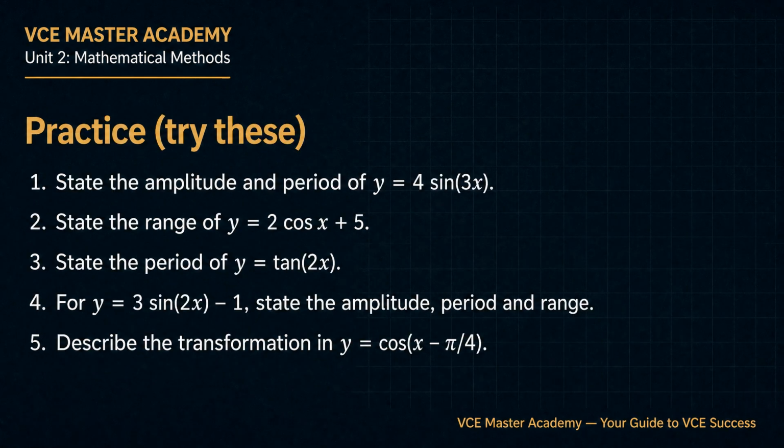Now it is your turn. Pause the video and try these 5. 1. State the amplitude and period of y equals 4 sine of 3x. 2. State the range of y equals 2 cosine x plus 5. 3. State the period of y equals tangent of 2x. 4. For y equals 3 sine of 2x minus 1, state the amplitude, period, and range. 5. Describe the transformation in y equals cosine of x minus pi over 4.